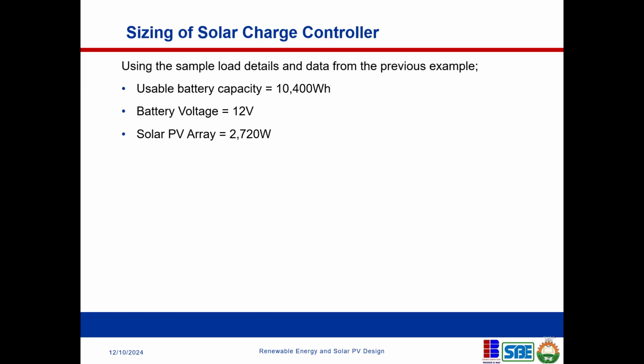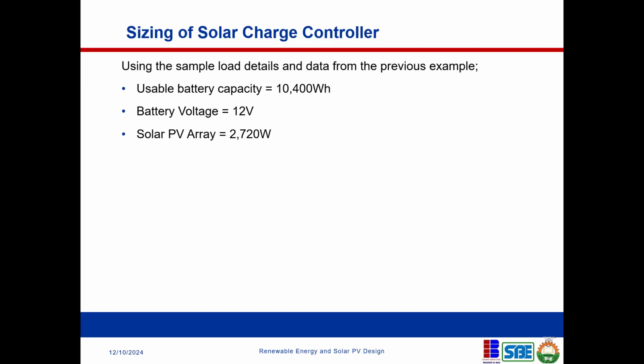Now your solar PV panels, your solar PV modules, they produce DC power. Sorry, not current, they produce power. That is voltage times current, right? Now, this power comes at a certain voltage and a certain current.